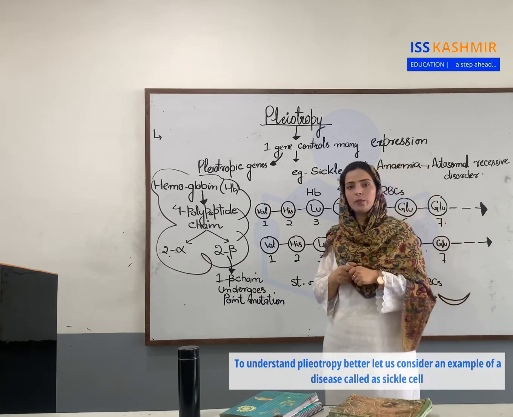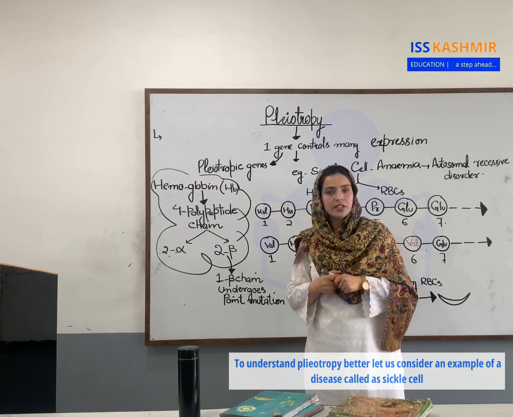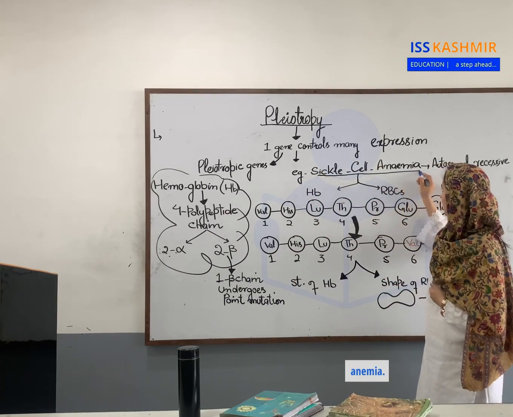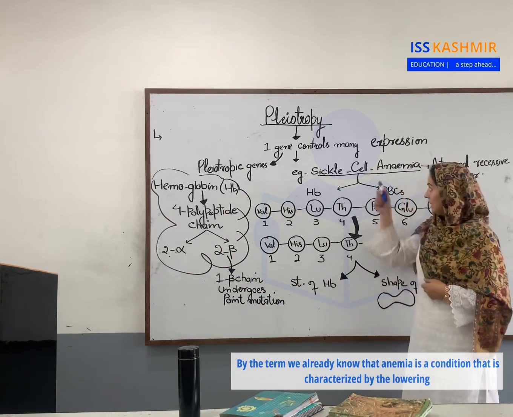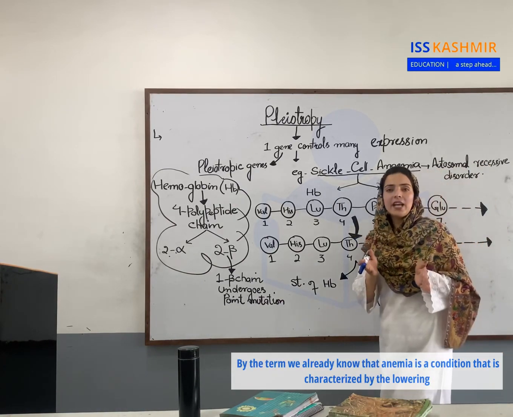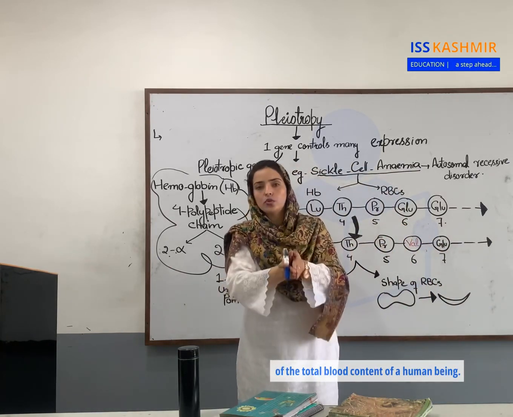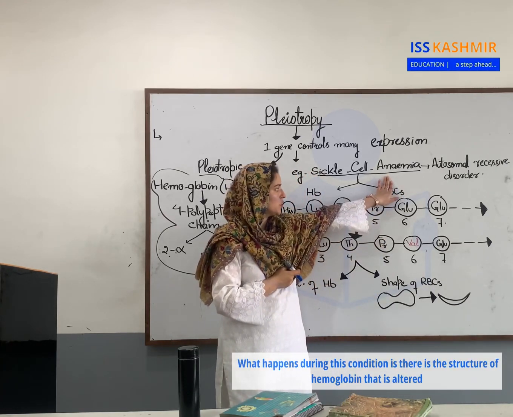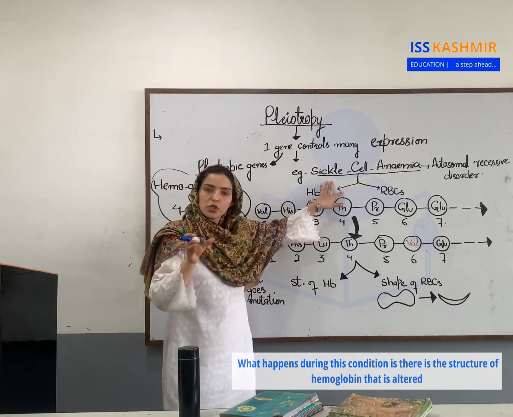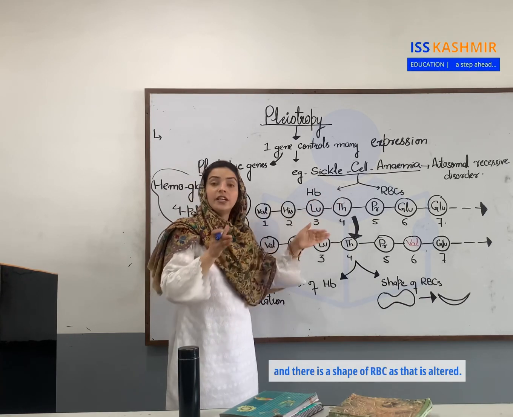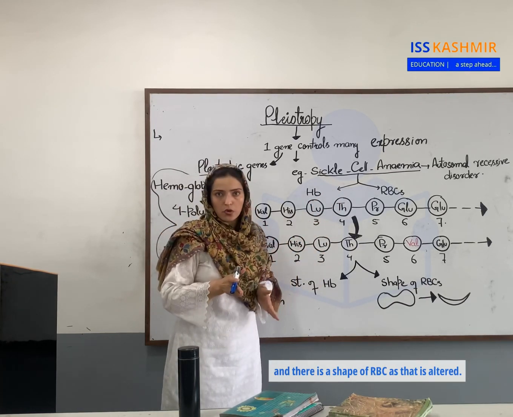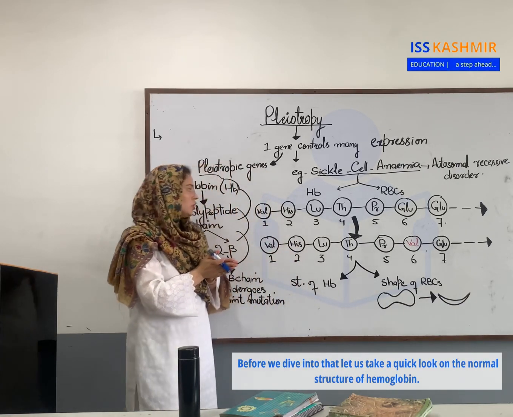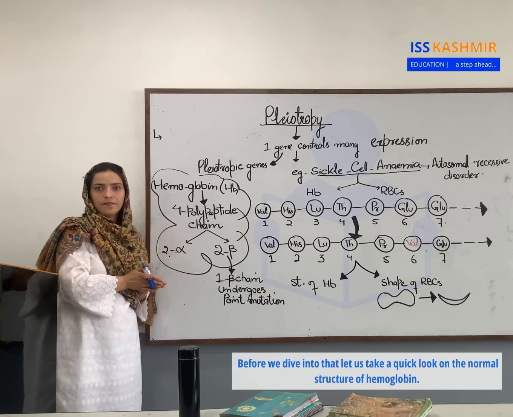To understand pleiotropy better, let's consider an example of a disease called sickle cell anemia. By the term, we already know that anemia is a condition characterized by the lowering of the total blood content of a human being. What happens during this condition is that the structure of hemoglobin is altered, and the shape of RBCs is altered. How does that take place? Before we dive into that, let's take a quick look at the normal structure of hemoglobin.